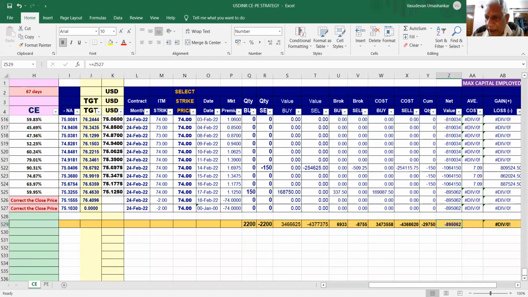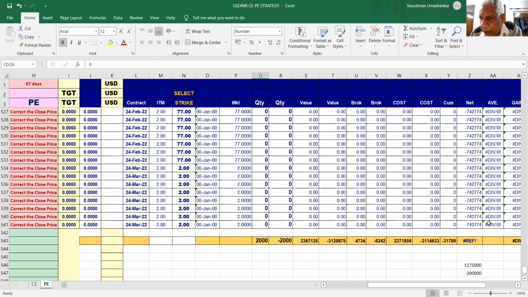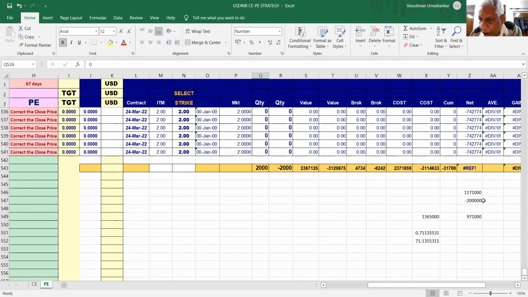Could you able to see this? 895, 8,95,062. I am taking this there on the put side. So I am putting this 8,95,062. Okay. Here, the net value, one minute, this is it, right?